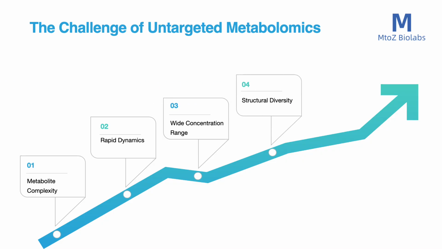Structural diversity adds further difficulty, since isomers and close analogs are common and hard to distinguish accurately. Finally, many metabolites are still unknown. Existing spectral libraries provide only partial coverage, and accurate identification depends heavily on available references.